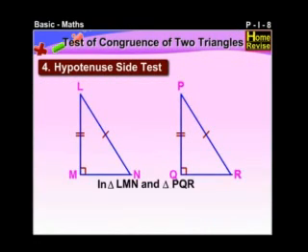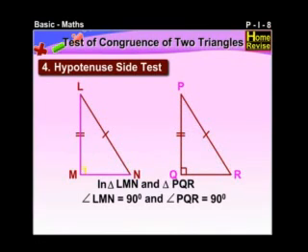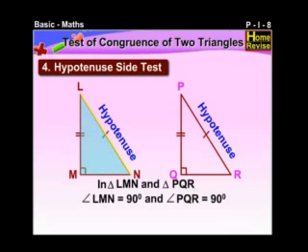Take one example. In triangle LMN and triangle PQR, both triangles are right angle triangles. In these two triangles, angle LMN is 90 degree. In triangle PQR, angle PQR is 90 degree. We know that side opposite to 90 degree is hypotenuse. Therefore, in triangle LMN, side LN is the hypotenuse and side PR is the hypotenuse of triangle PQR.